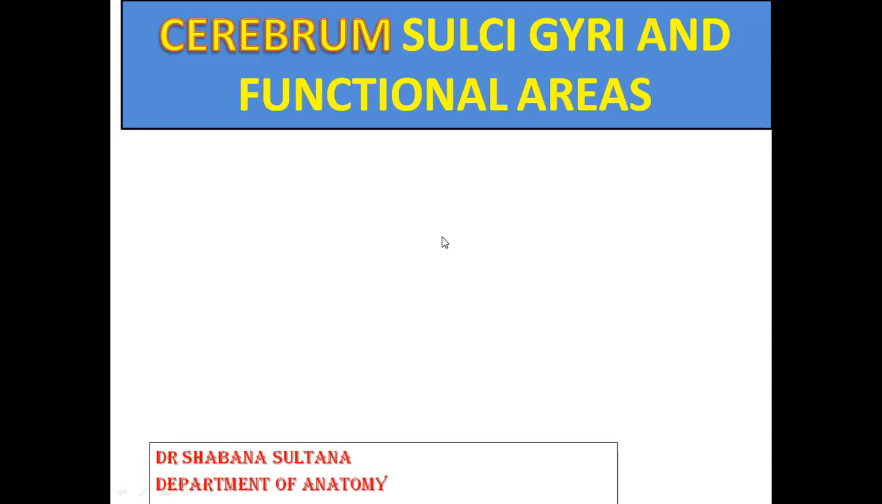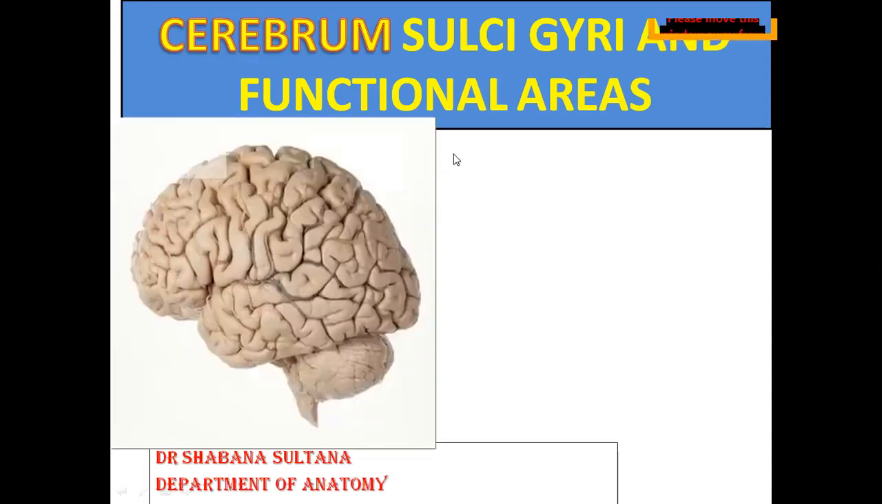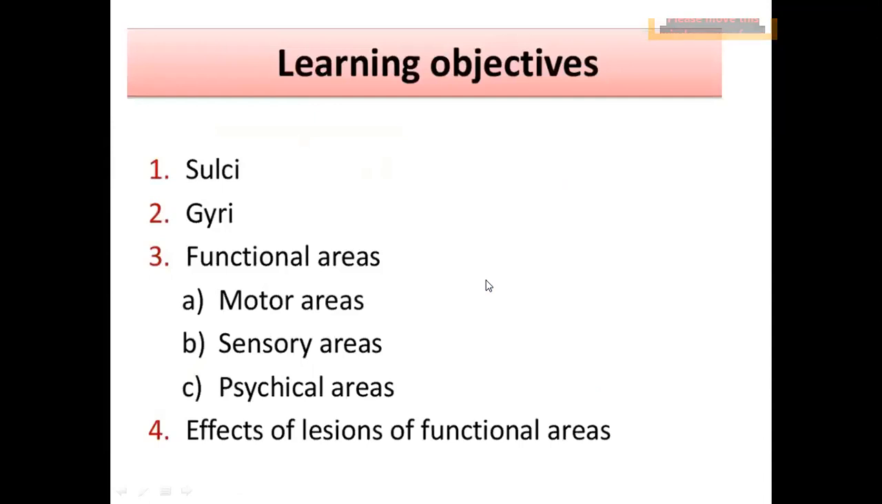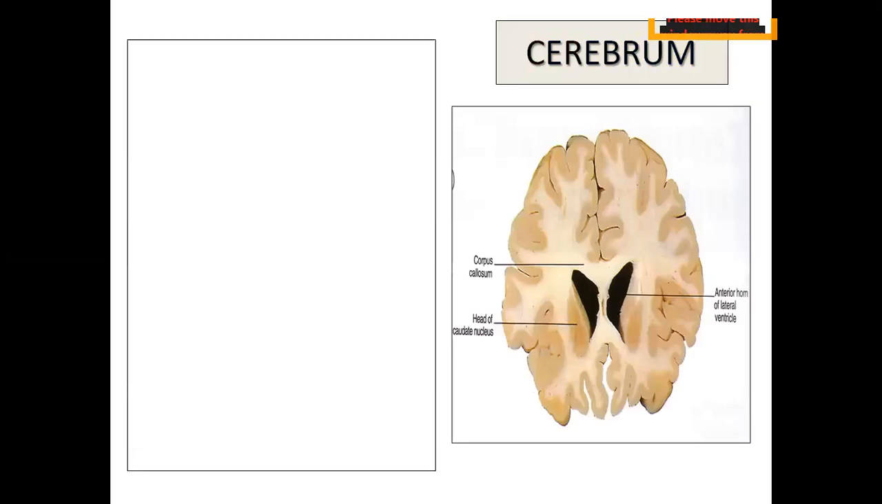So we are going to discuss cerebrum, sulci, gyri and functional areas, and we are going to see the details of this. It's a very important essay question. Okay. So the sulci, gyri we will see on different surfaces of the brain like superolateral surface, medial surface and inferior surface. Simultaneously, we are also going to cover the functional areas like motor areas, sensory areas, the psychical areas, and what happens if there is any damage to these functional areas. Nothing but the lesions. Okay?